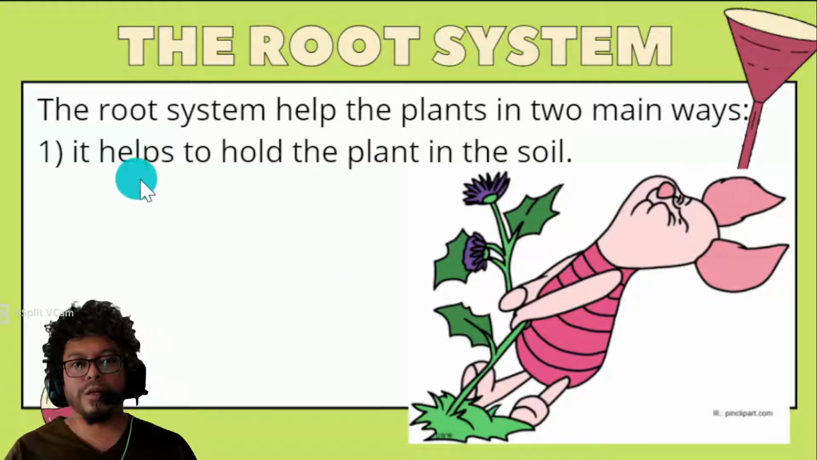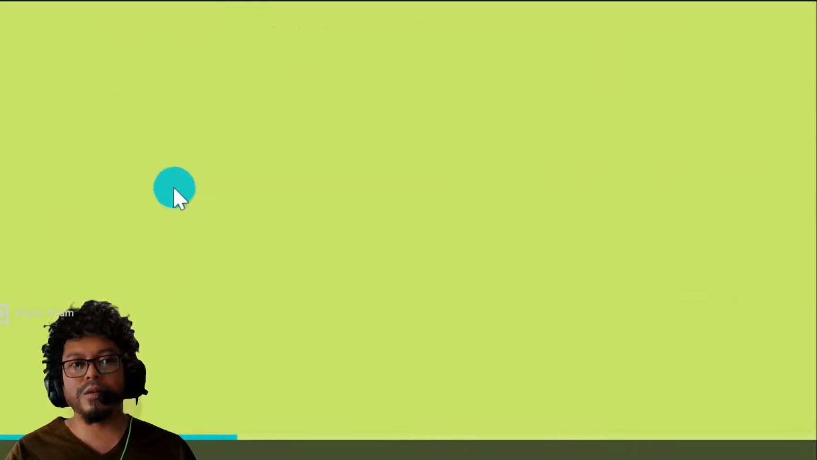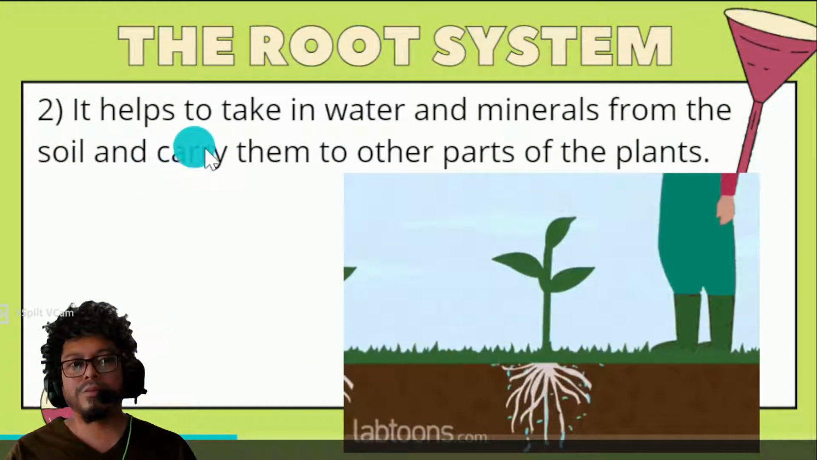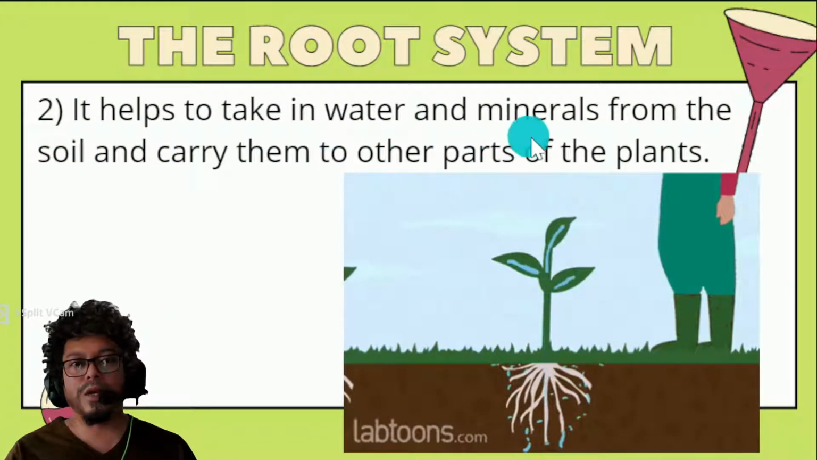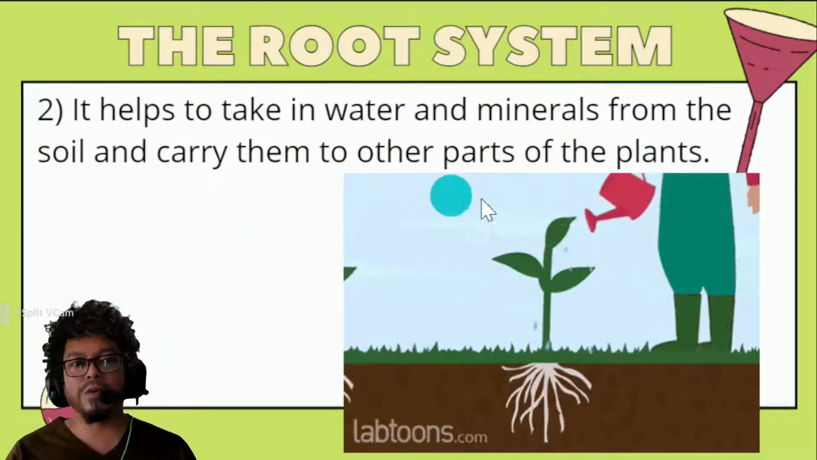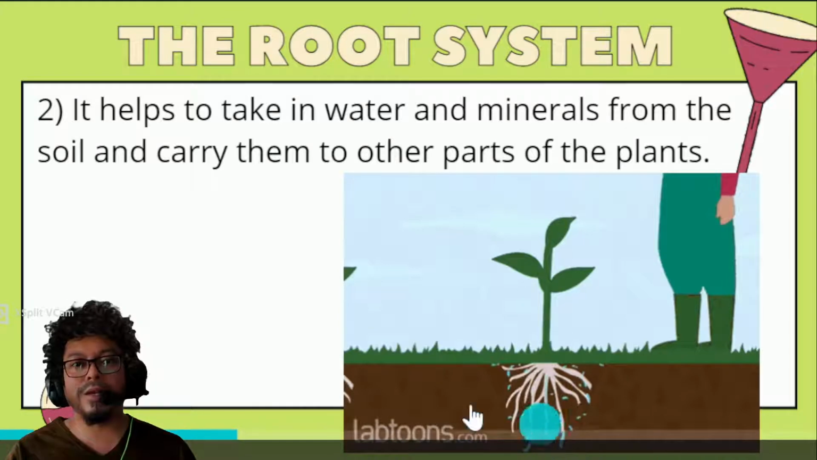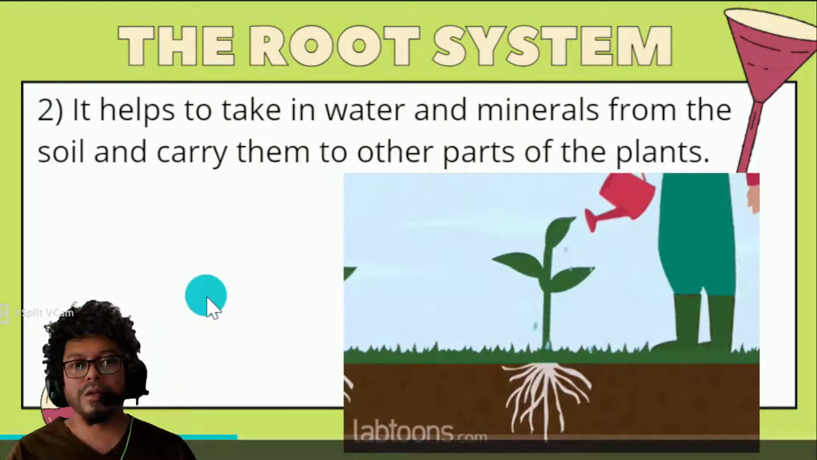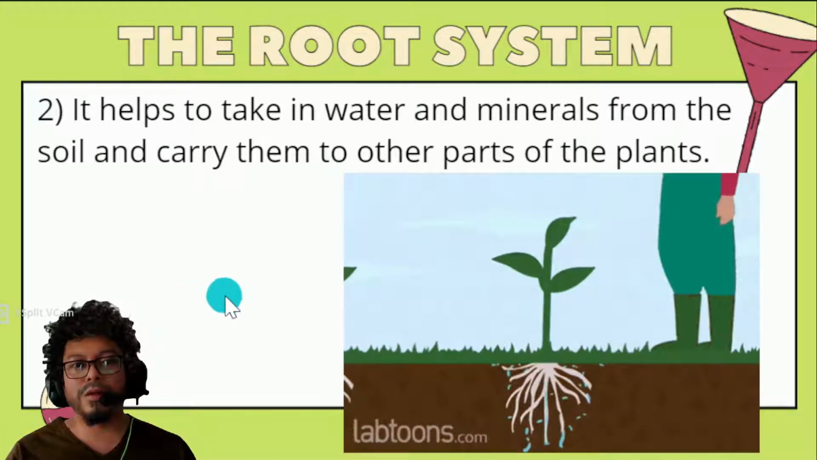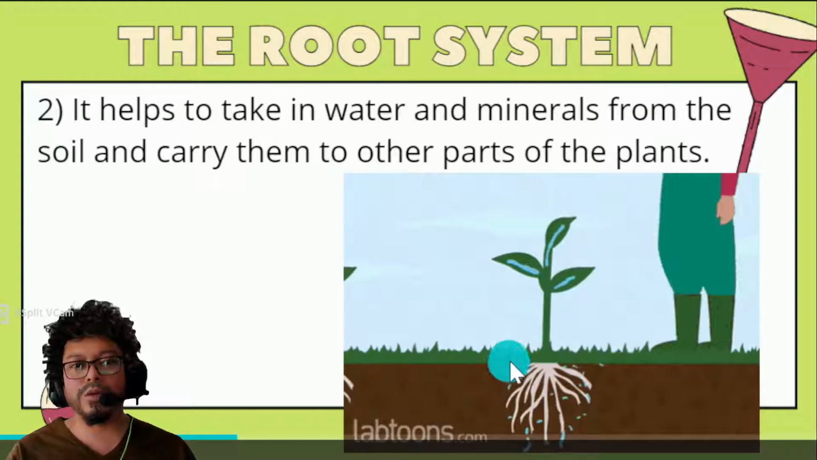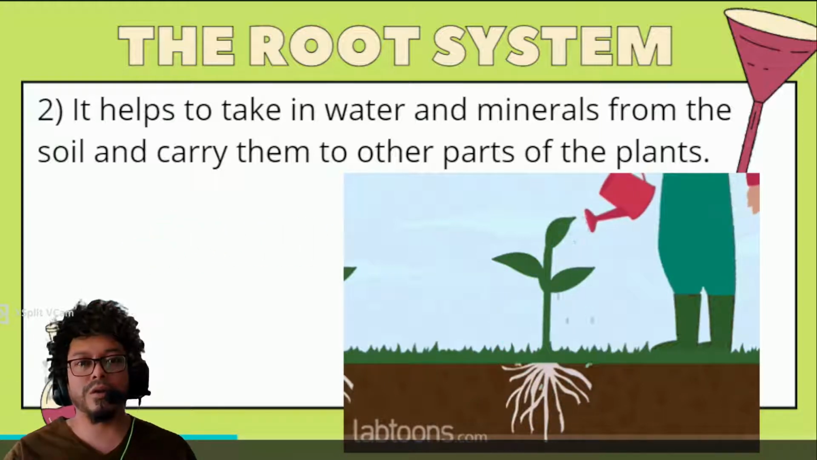The root system helps the plants in two main ways. Number one, it helps to hold the plant in the soil, and number two, it helps to take in water and minerals from the soil and carry them to other parts of the plant, like in this picture. If you can see the animation, the person waters the plants and the water will go up into the other parts of the plant.